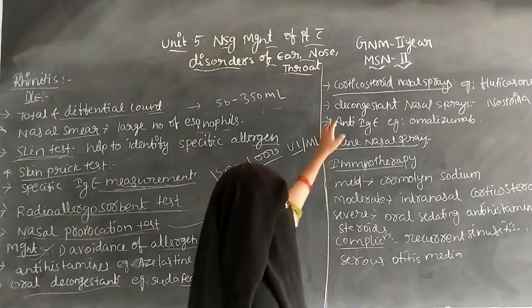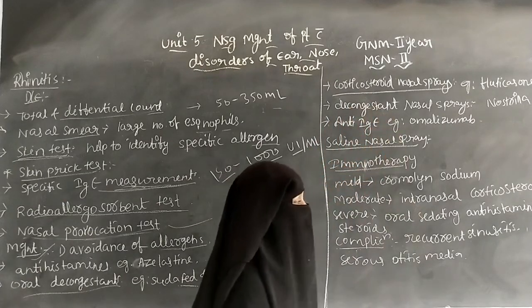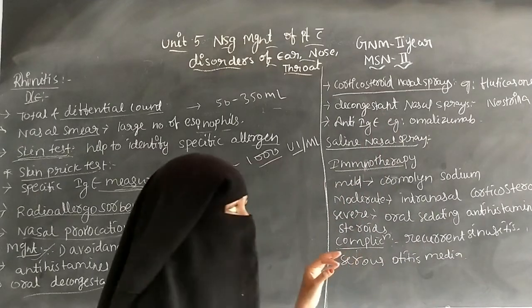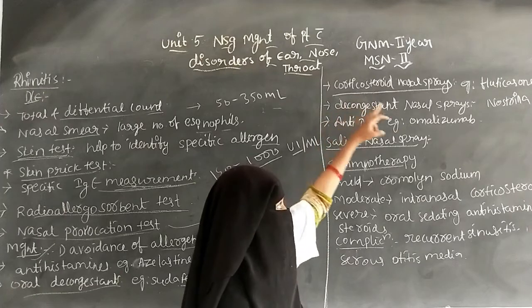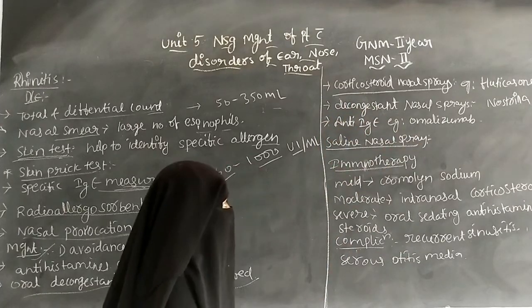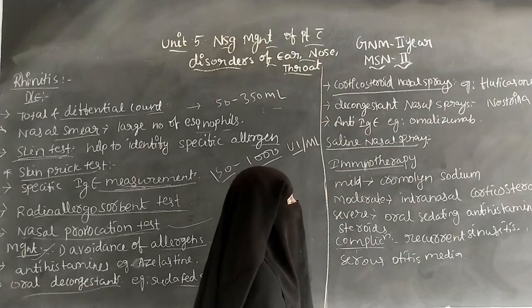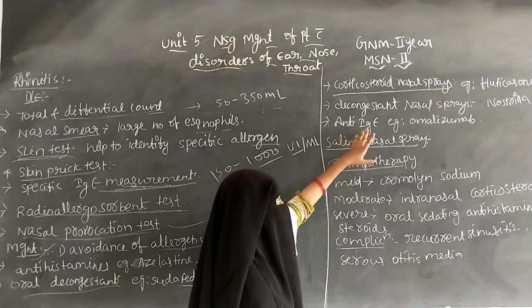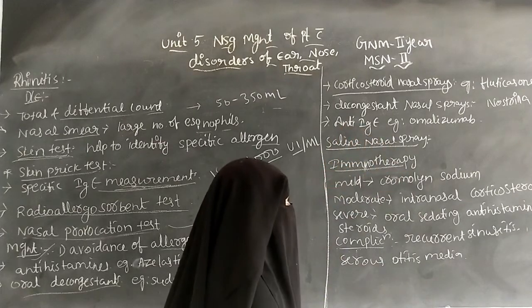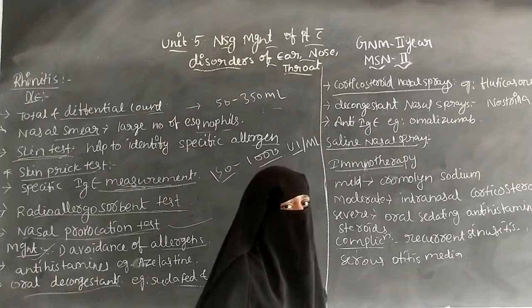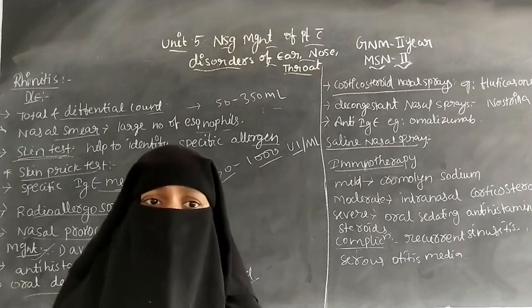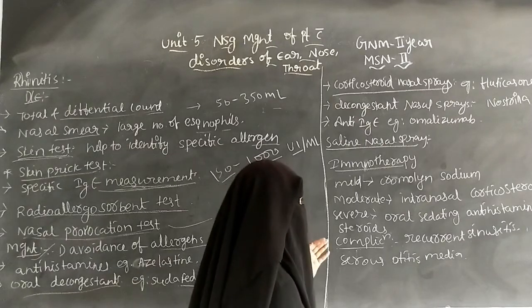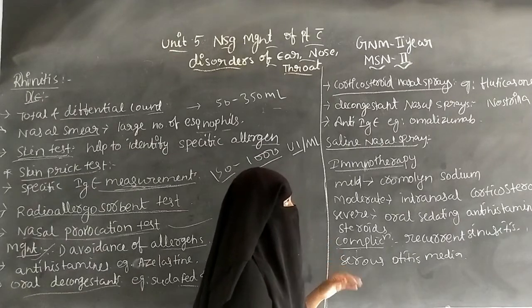So the next one is a decongestant nasal spray. Nasal spray to relieve from the congestion, and the nasal spray includes Nostrilla. So Nostrilla is the decongestant nasal spray. So the next one is anti-IgE. For example, there is omalizumab. Omalizumab is one of the drugs for IgE suppression. So it suppresses the IgE.